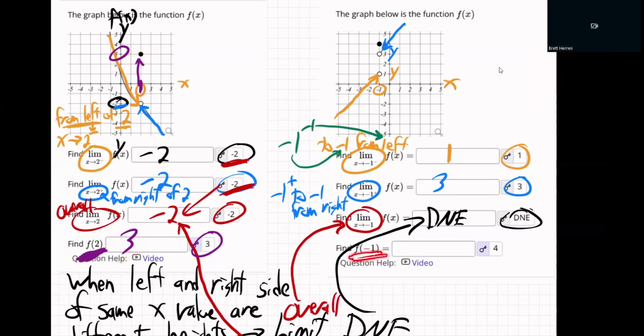How about over here? What's the function on this one at -1? It's way up here at 4. At -1, the function's way up there at 4. So it's where the solid dot is.